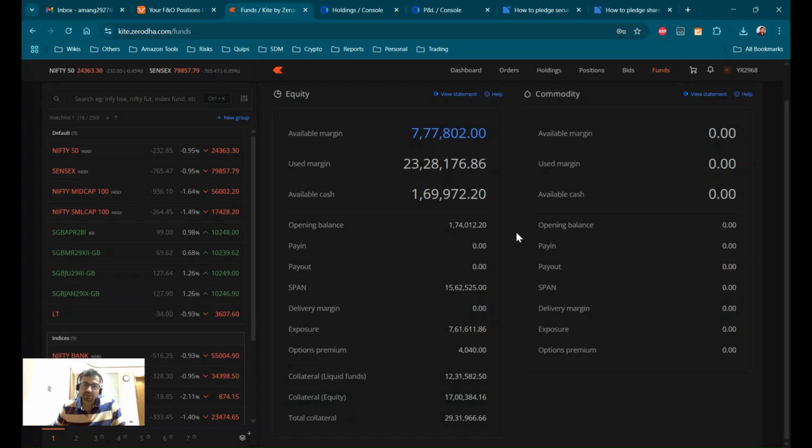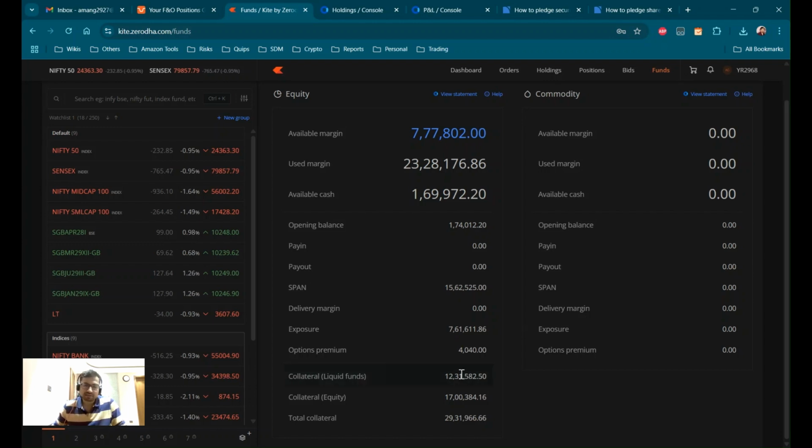Zerodha says that whatever margin you are requiring, for example, if you're making a trade and it requires 1 lakh rupees of margin, then you can only use 50% of that amount from your equity collateral, while the rest 50% must come from either cash or collateral in liquid funds, right? So 50,000 would be consumed from my equity collateral. The rest 50,000, either I can deposit cash or I can use that 50,000 from my liquid funds collateral.